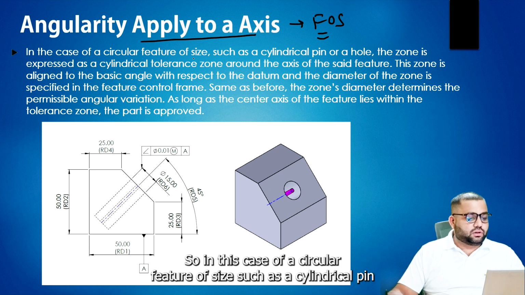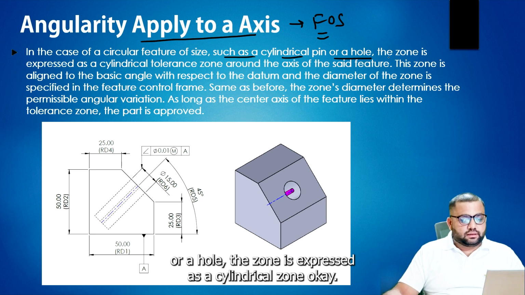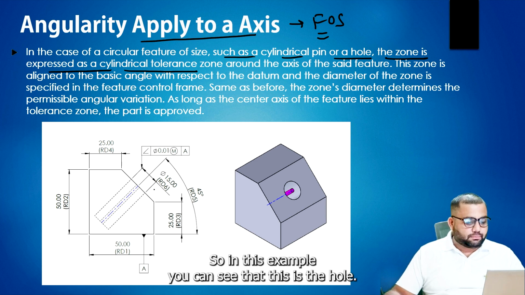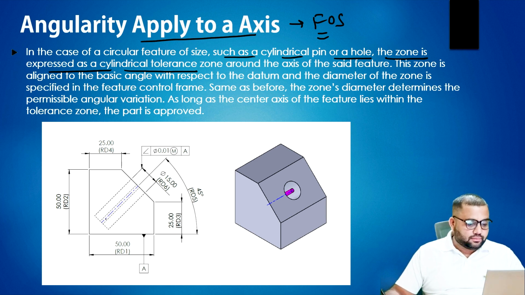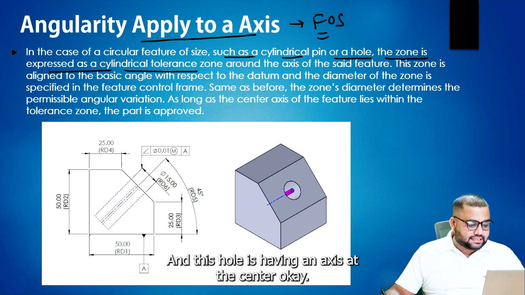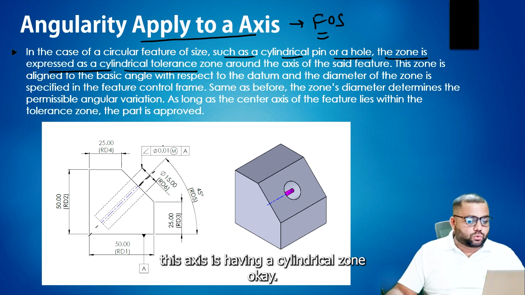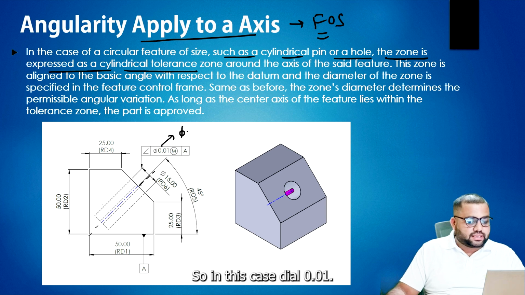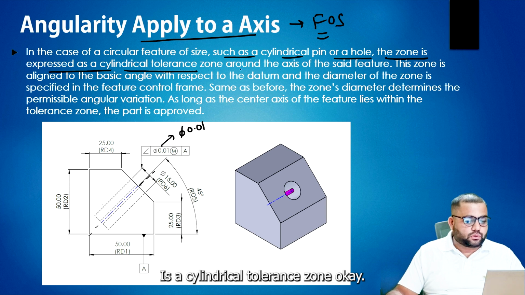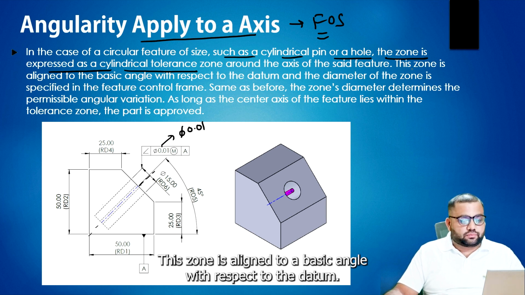So in this case of a circular feature of size, such as a cylindrical pin or a hole, the zone is expressed as a cylindrical zone. Okay, so in this example, you can see that this is a hole, and this hole has an axis at the center. So this axis has a cylindrical tolerance zone. Okay, so in this case, dia 0.01 mm is a cylindrical tolerance zone around the axis of the feature. This zone is aligned to a basic angle with respect to the datum.